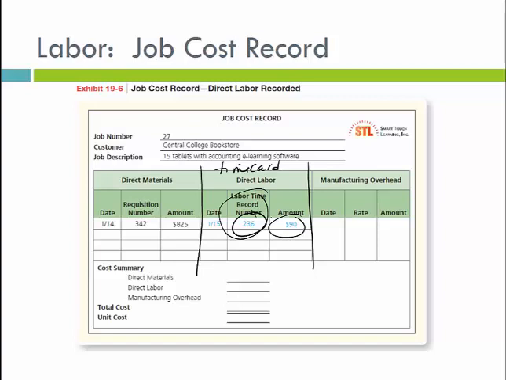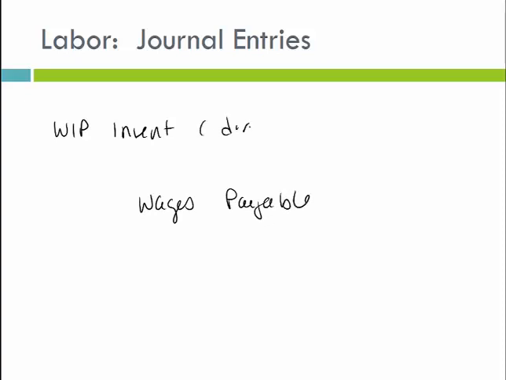Again, just like the materials, the direct labor goes into work in process inventory. The time card is what would generate these, but I'm going to debit work in process inventory. In accounting one, when we were paying wages, we would probably debit wage expense and credit wages payable. That's still going to be my credit, wages payable. But for direct labor, instead of the wage expense, I'm going to debit work in process inventory. And for the indirect labor, I'm going to debit manufacturing overhead.